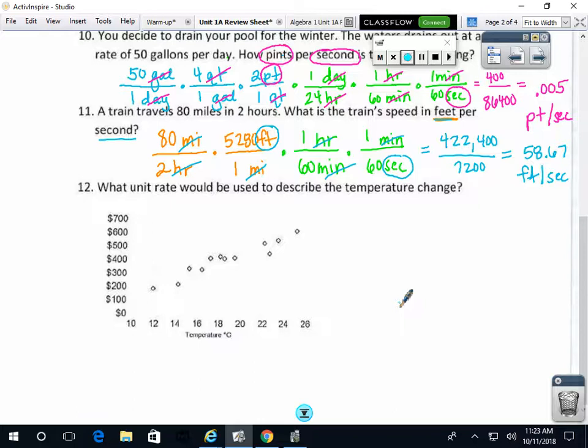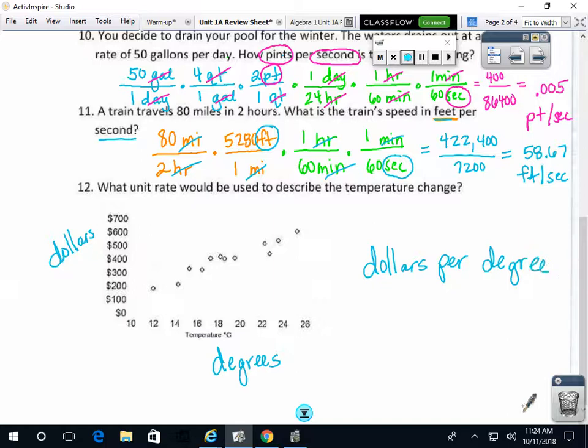All right, number 12. What unit rate would be used to describe the temperature change? Well, what kind of units are on the y-axis? Dollars, right? Dollars. And then what units are on the x-axis? But that's not a unit. What units do we measure temperature in? Well, whether it's Fahrenheit or Celsius, it's degrees. So your unit will just be dollars per degree. That's all you have to do on that type of question. Dollars per degree.